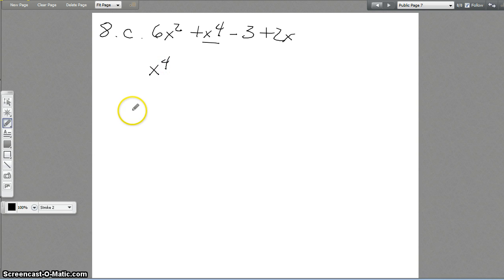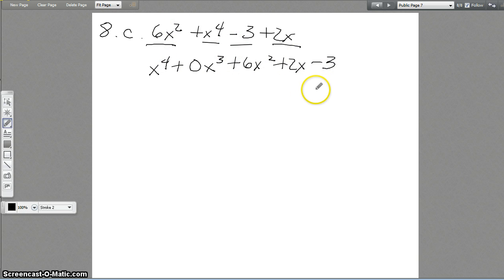Now what's the next lower down degree term? That would be x cubed. But there isn't an x cubed up here. So that means we need to put in a 0x cubed. The next term below that would be x squared. We do have an x squared term. That's 6x squared. The next term below that would be an x term, and we have a 2x. And then the next term below that would be a constant, and we have a negative 3. So that is what we get when we rearrange this in descending order, putting in missing terms. We have x to the 4th plus 0x cubed plus 6x squared plus 2x minus 3.